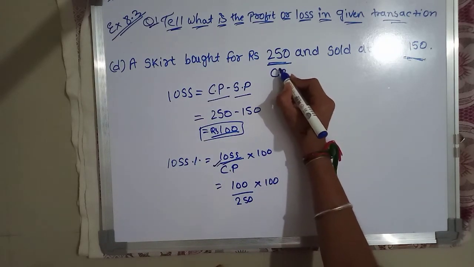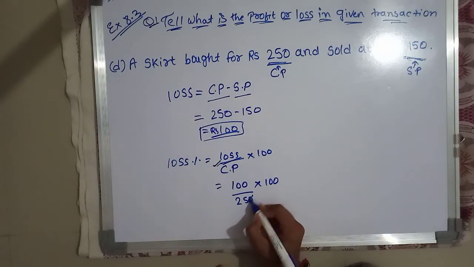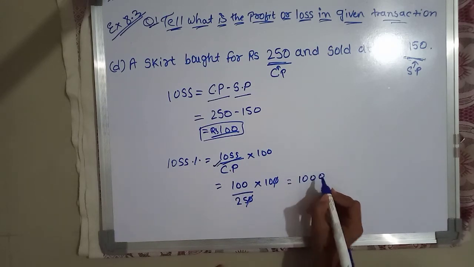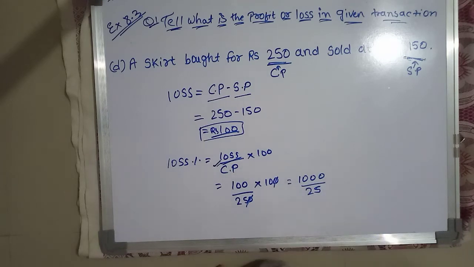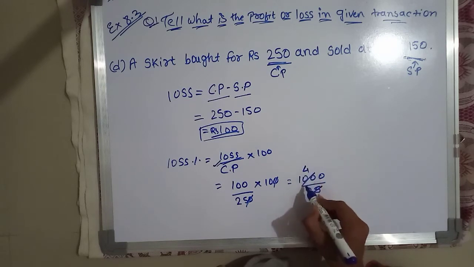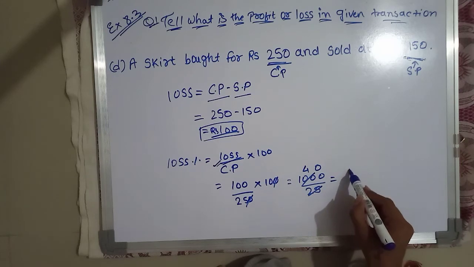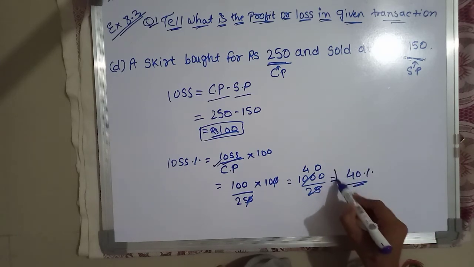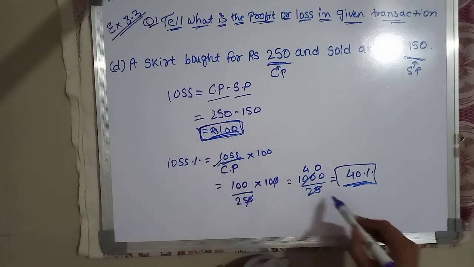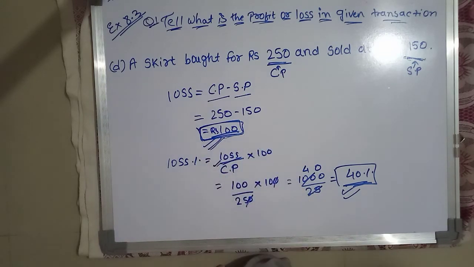This is CP and this is SP. So 0 cut. 100 into 10, 1,000 divided by 25. Let's see, 25 fours are 100. This 0 will come up. So the answer is 40 percent. So we undergo 40% of loss and rupees 100 loss. This is percentage of loss and this is how many rupees we undergo as loss. Okay, so thank you so much.